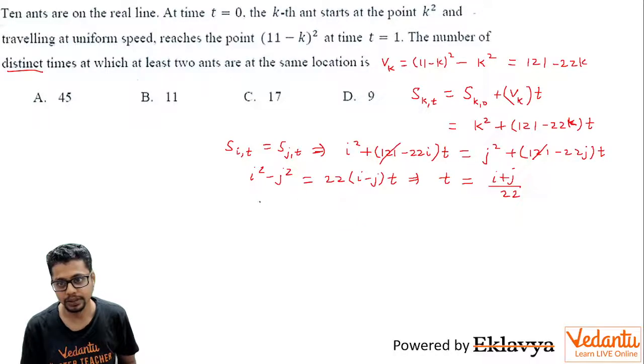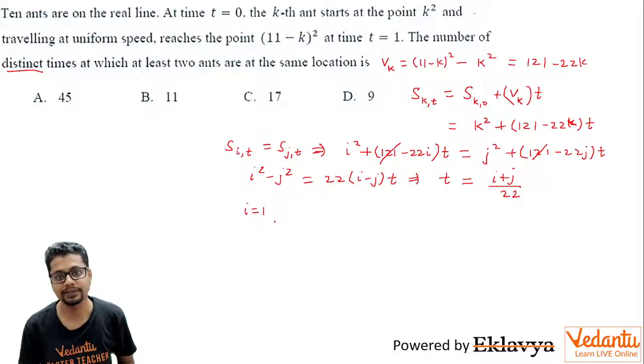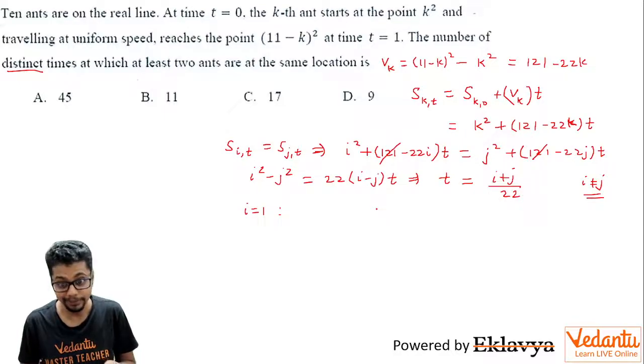So let me take i to be 1. That means now I'm concerned about the time instants at which the first end meets the second and third and fourth and so on and so forth, up till the 10th end, if at all it is meeting these ends. So what if I take j to be 2? Of course I'll not take j to be 1. Here i and j are supposed to be distinct, because I'm not interested in an end meeting itself.